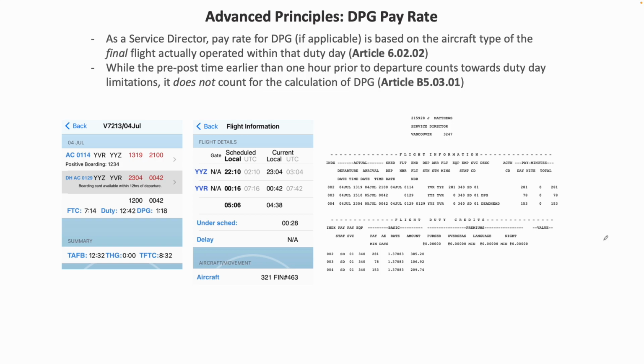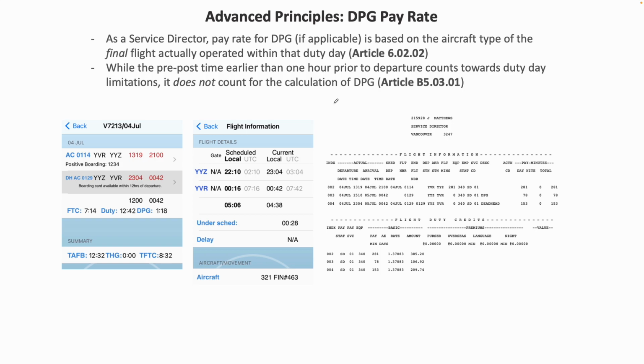Now let's dive into a couple of advanced principles that are service director specific. The first is your duty period guarantee pay rate. As a service director, your pay rate for DPG is based on the aircraft type of the final flight that was actually operated within that duty day. So note that that would be operated, not deadhead. And there's a different reason for that we'll get into later. For now, for this example, the last flight actually operated in the duty day is what determines the rate per minute for your DPG.